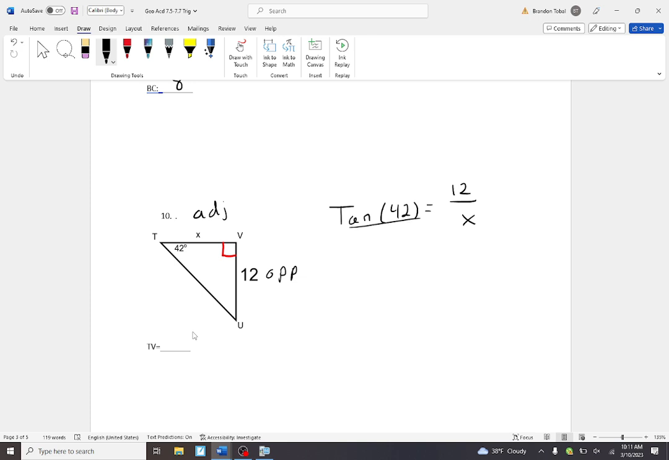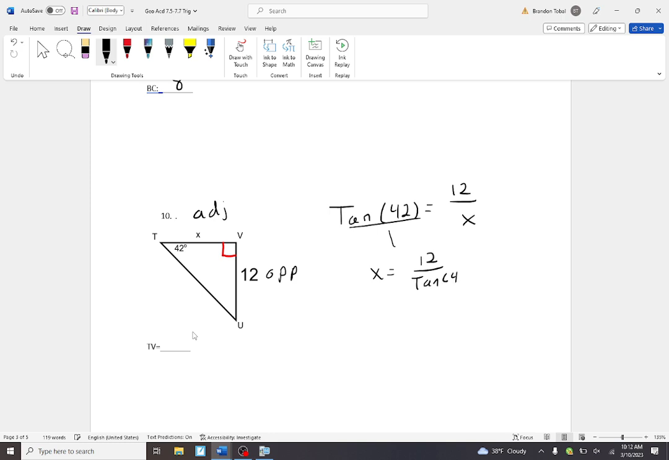So in this case, what I could do is swap positions with tan 42 and x. Or you could cross multiply and solve for it. I just say swap positions because that's quicker. So x equals 12 over tan 42.